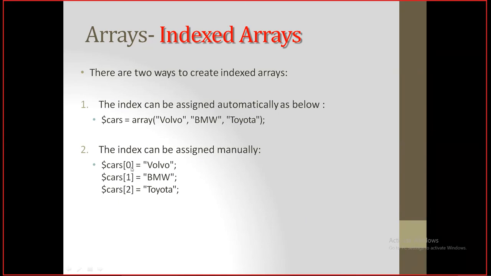Another way, we can manually assign values to the respective indices, like cars of 0, cars of 1, cars of 2, and we can assign values to them. So these are two ways in which we can create the array and assign values to each of the elements. Fine, this is simple. Not to mention separately, even if it is an array name, it is treated as a variable, and that is why whenever we use the array name, it should be preceded by a $ sign. Okay, fine.